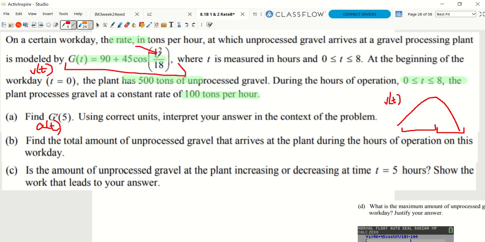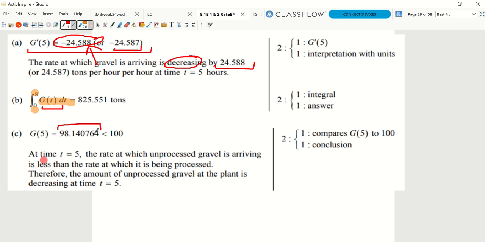When you plug in 5 into t, you end up getting 98, and that's the velocity basically, right? But that's the velocity of unprocessed. What's the velocity of processed? 100. Which velocity is less than 98? Remember, this is unprocessed and that's processed. The rate of unprocessed is less than processed, so that means the unprocessed is losing, aka decreasing, at that time. Does that make sense? They should have worded that one better.